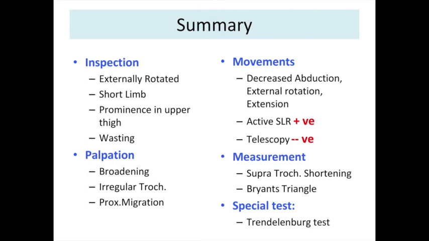Movements, there would be decreased abduction, external rotation and extension, and active SLR is positive, telescoping is negative. Invariably, it is a supratrochanteric shortening. The Bryant's triangle is classical, and in a classical malunion, the Trendelenburg test should be positive.